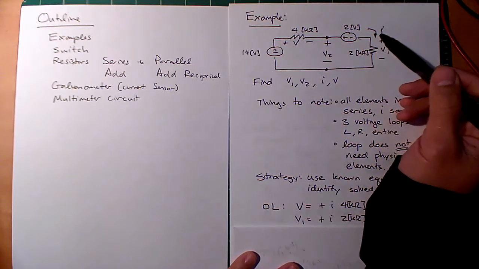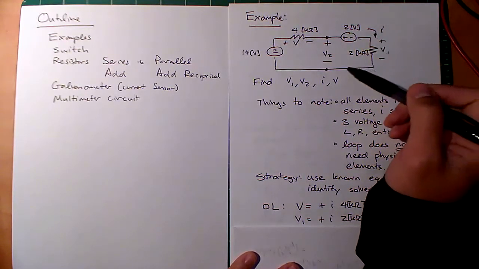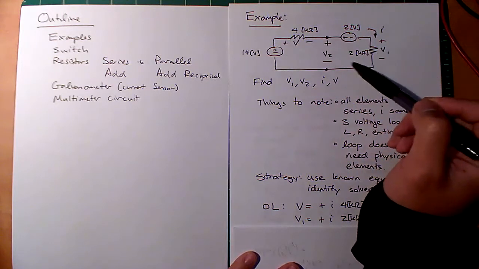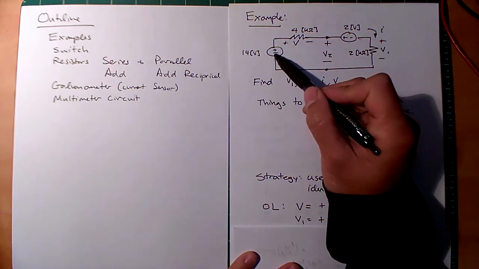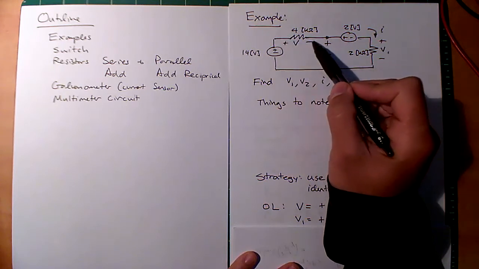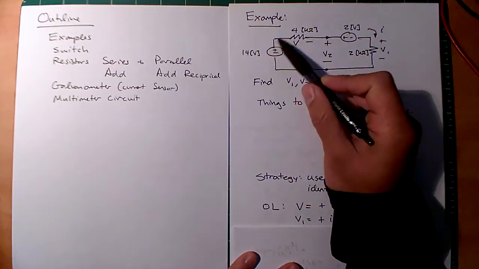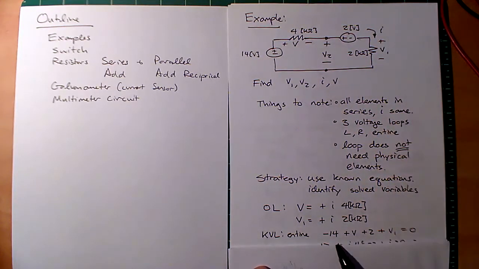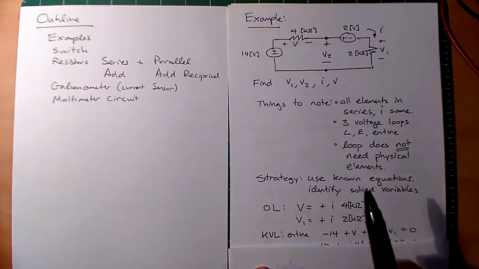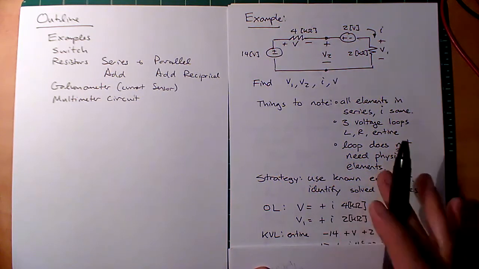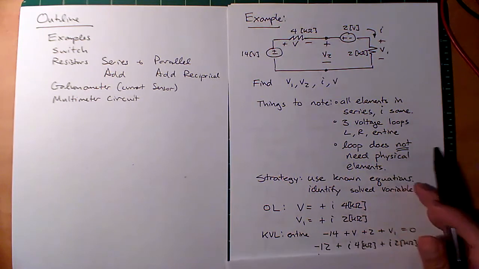The other thing it looks like we can use is KVL. So we could do a KVL around this loop. And so what would that be? Negative 14 plus V plus 2 plus V1 equals 0, okay? And it looks like I could take these two Ohm's laws that I had previously written and substitute them into my KVL, and that would leave me with one equation and one unknown. It doesn't always simplify so nicely to something like that, but in this case it does.